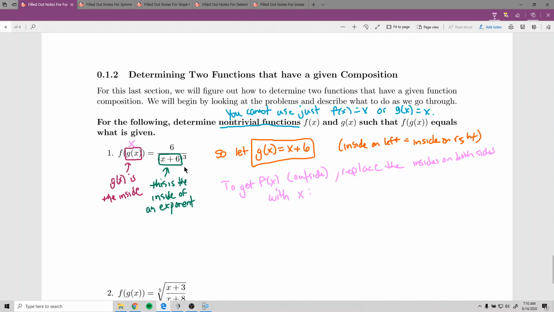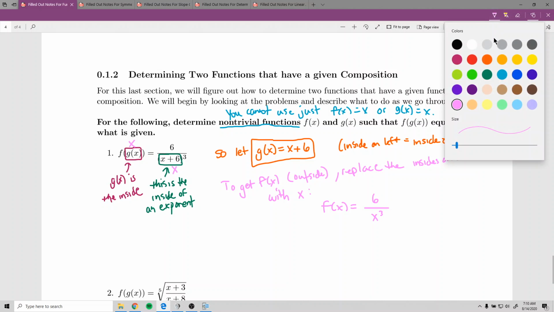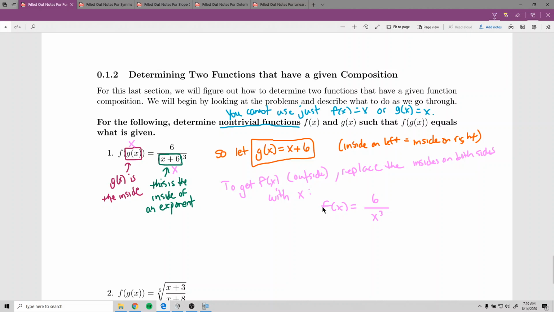And on the right side here, our inside we chose to be x plus 6, but we chose it for a good reason. So this is also going to be x. But when we do that, our left side of our formula is just f of x. And the right side is 6 over, and now this is just x to the third power. And that's it for f of x. Because we actually have what f of x is over here, since we replaced it with the same thing on both sides, it works out.